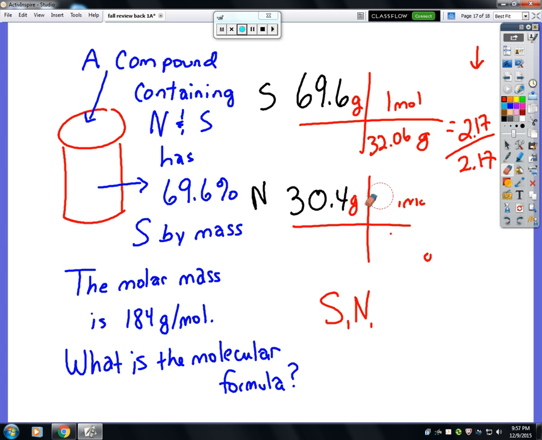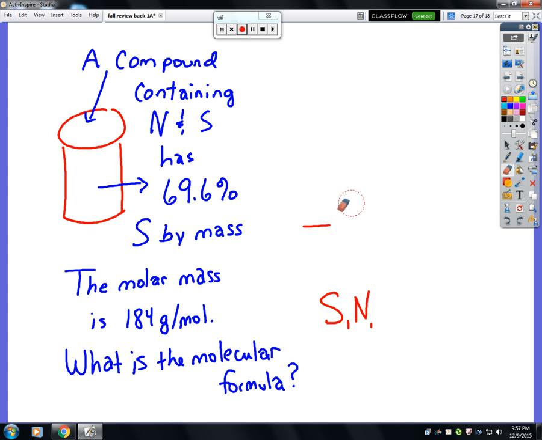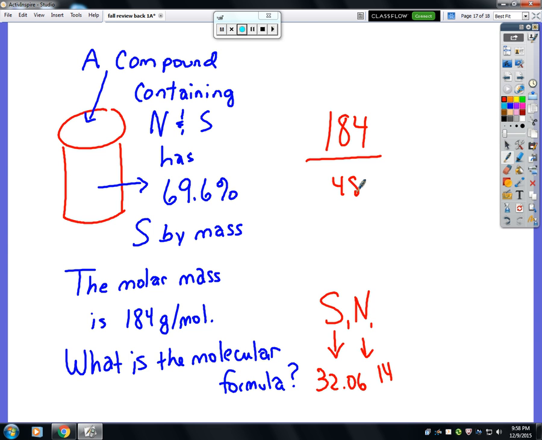Now, how do I do my molecular formula? Well, I go ahead and use that M that they give me. What is that M they give me? They give me 184 grams in 1 mole. That's what really is in that one molecule. So I take that 184, I'm going to divide it by the mass of SN. So what's the mass of sulfur? 32.06. What's the mass of nitrogen? 14. And when I add that up, I get 48. Okay? 48.06 if you want to be exact.